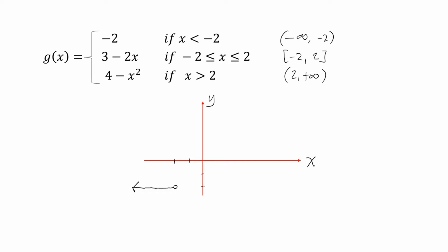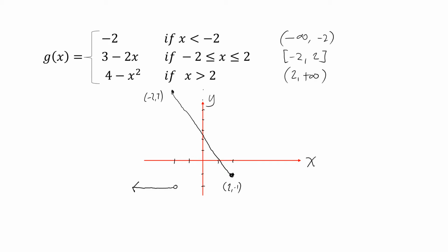For the interval negative 2 to positive 2, it is the line 3 minus 2x. So since the endpoints are included, let us get the corresponding y values. So 3 minus 2 times negative 2, that becomes 3 plus 4, which is 7. 1, 2, 3, 4, 5, 6, and 7. Okay, it's somewhere there. Negative 2, 7. And when x is 2, 3 minus 2 times 2, that will be 3 minus 4, or negative 1. So it's supposed to be this line. There. The endpoints are included.